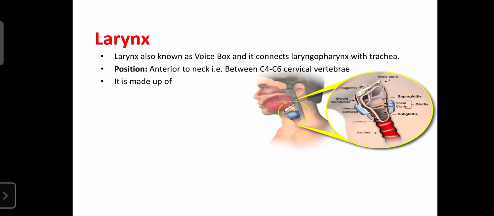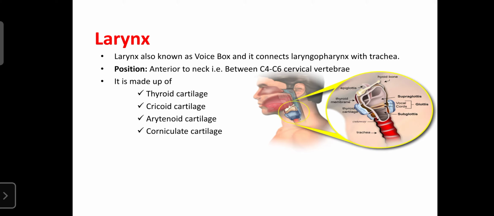It is made up of thyroid cartilage, cricoid cartilage, arytenoid cartilage, corniculate cartilage, as well as cuneiform cartilage. It also consists of the epiglottis. So these are various cartilages, and they are helpful to make the voice box or larynx. They are involved in the production of voice and also in the passage of respiratory gas between the pharynx and the trachea.